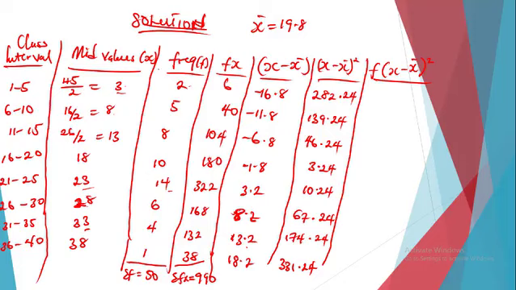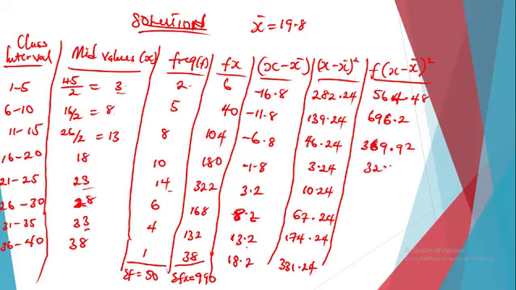Okay, then we'll go over to f into x minus x bar squared. So that means frequency times this. So we have 2 times 282.24, and that will give us 564.48. We have 5 times 139.24, and that will give us what? 696.2. Then we have 8 times 46.24, and that gave us 369.92. Do it in all of them.